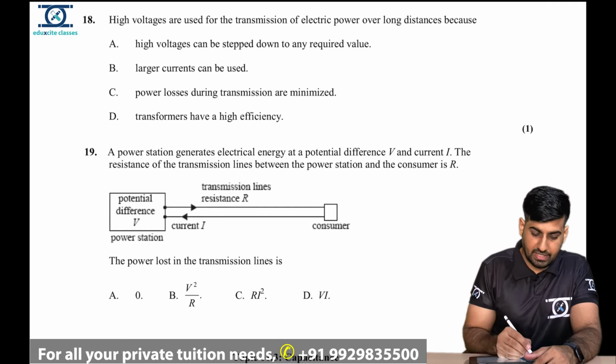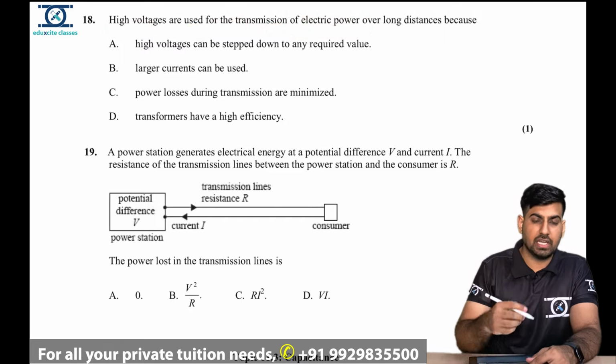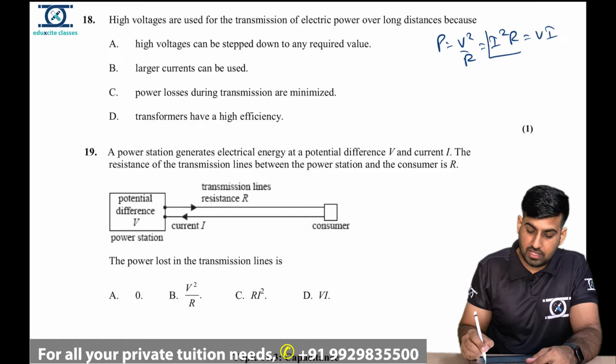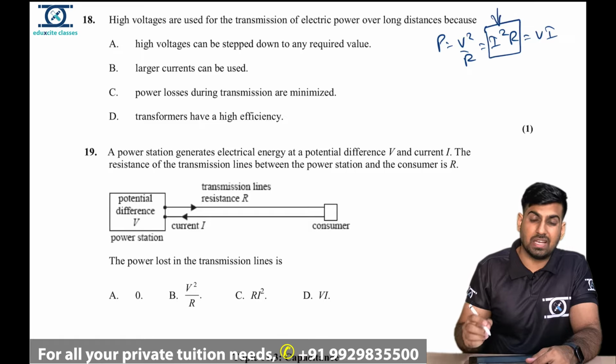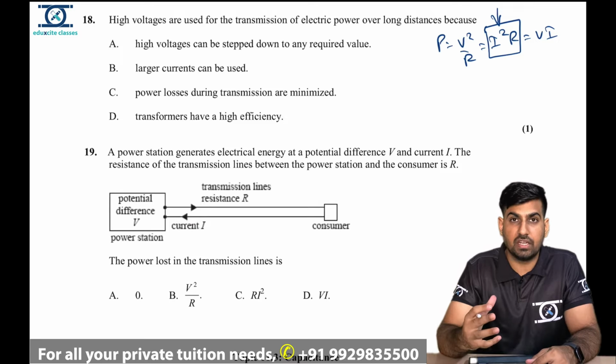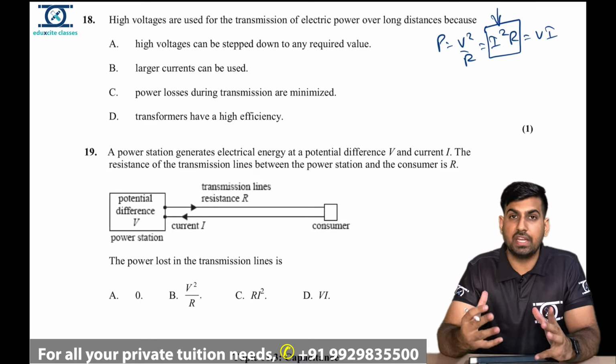Okay, question number 18. High voltages are used for the transmission of electric power. Now many times the students have asked, sir, power is equal to V square by R, I square R and VI, so why are we considering only this? Now the answer lies in the concept of Joule's law of heating, which mentions that there is a side effect of the current. Whenever a current flows through a resistor, there is a heating effect.